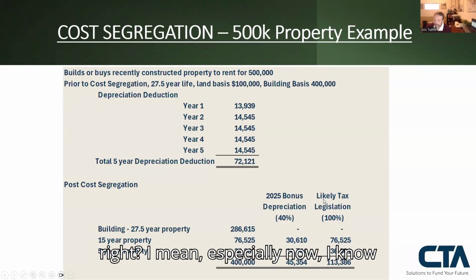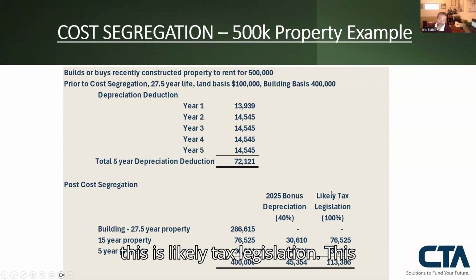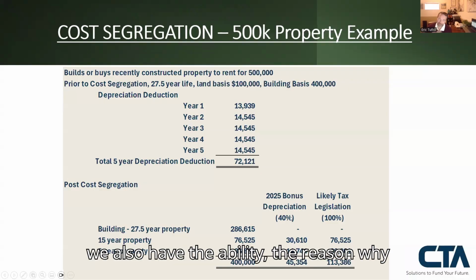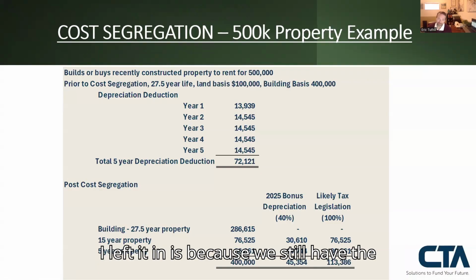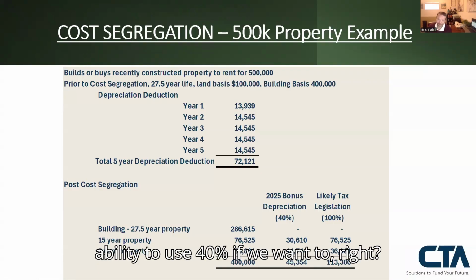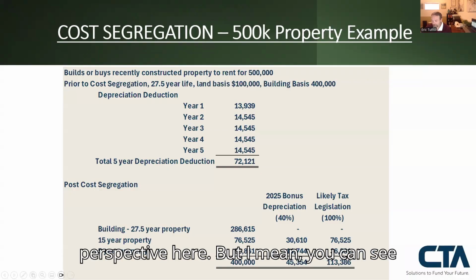Especially now, I know it says likely tax legislation. The slide might have been written a little bit before the OBBA passed, right? But the reason why I left it in is because we still have the ability to use 40% if we want to. So it just kind of puts that into perspective here.